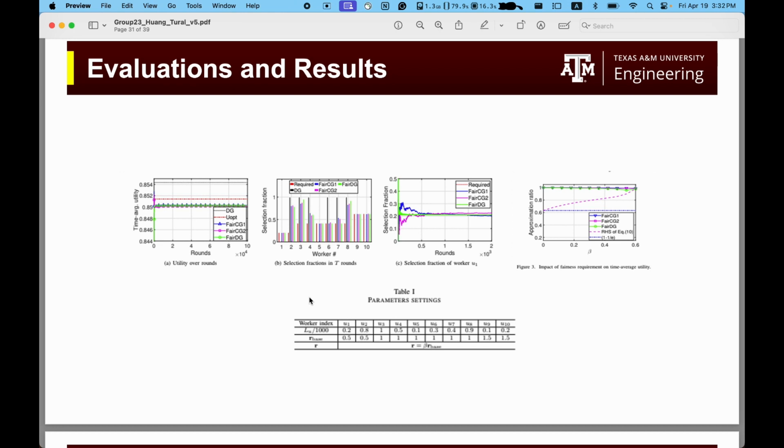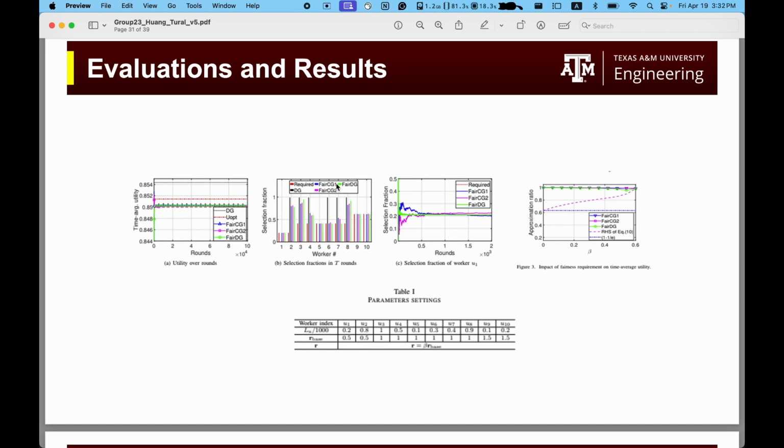And from the other graphs, graph B and graph C, you can see in each round how close our solutions get. From point 0, we can see that our FAIR DG fails to show any worker selection in the T rounds, and also at point 5, worker 5 is not selected for FAIR DG.